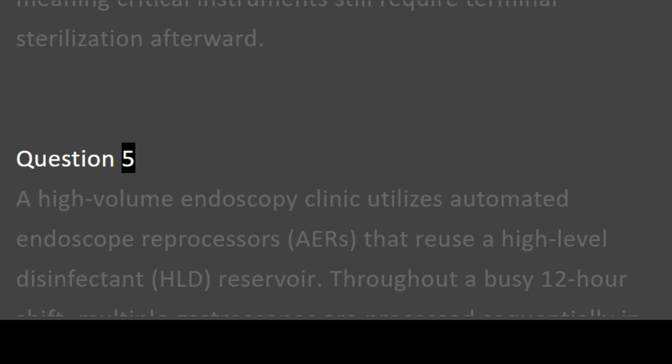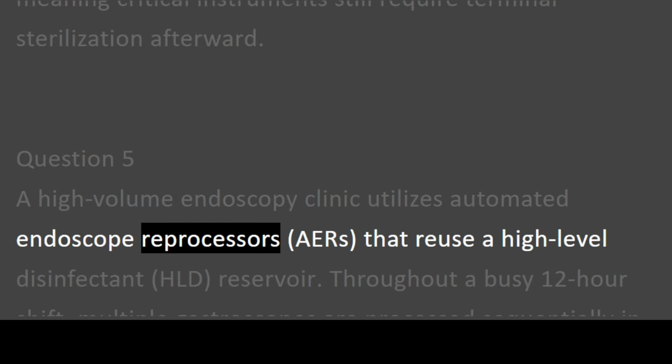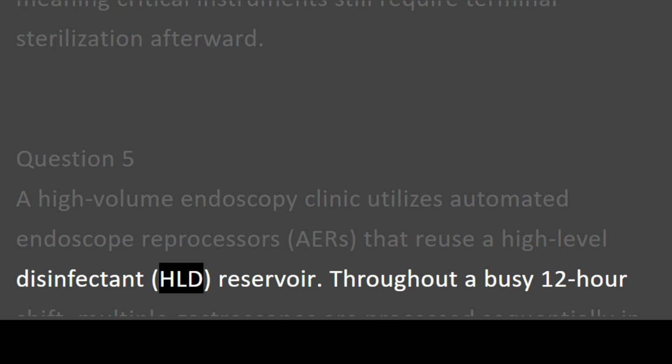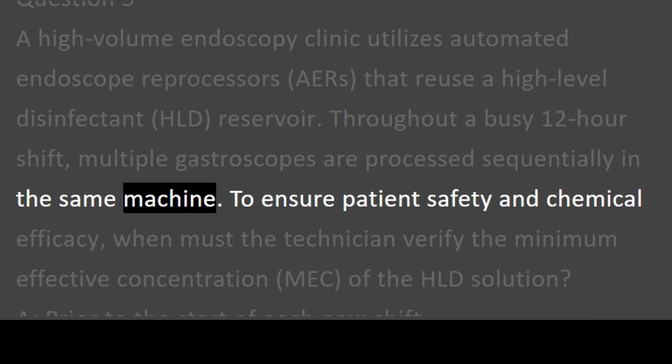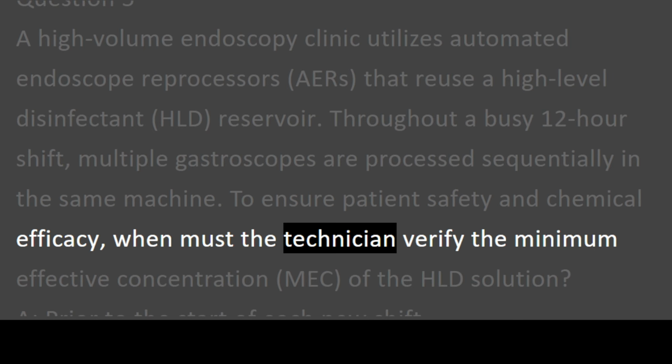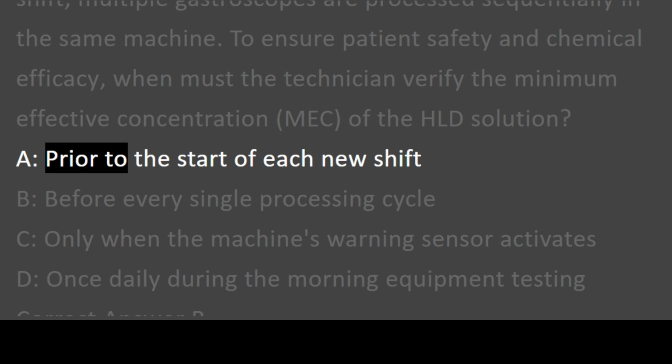Question 5. A high-volume endoscopy clinic utilizes automated endoscope reprocessors, AERs, that reuse a high-level disinfectant, HLD, reservoir. Throughout a busy 12-hour shift, multiple gastroscopes are processed sequentially in the same machine. To ensure patient safety and chemical efficacy, when must the technician verify the minimum effective concentration, MEC, of the HLD solution? A. Prior to the start of each new shift.